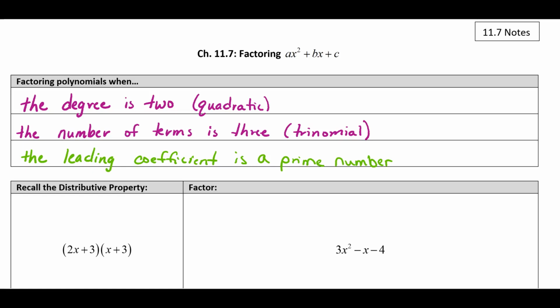In this lesson, we're going to be factoring ax squared plus bx plus c. Now, in the previous lesson, we looked at polynomials that had a degree of 2, which is a quadratic, and that had 3 terms, which is a trinomial. We're still going to be looking at quadratics and trinomials. The difference is today we're going to be looking at when the leading coefficient is a prime number.